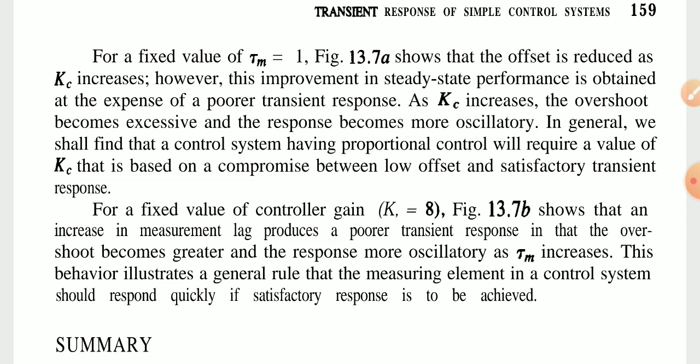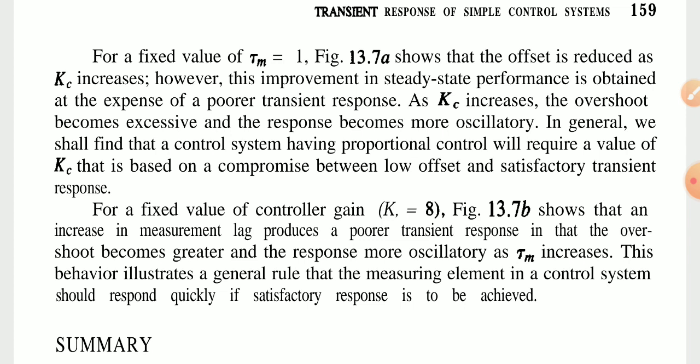For a fixed value of tau m equal to 1, figure 13.17a, which we will see, shows that the offset, whose value in the beginning was 1, is reduced as Kc increases. However, the improvement in steady state performance is obtained at the expense of a poorer transient response as Kc increases. The overshoot becomes excessive and the response becomes more oscillatory. In general, we shall find that a control system having proportional control will require a value of Kc that is based on a compromise between low offset and satisfactory transient response.